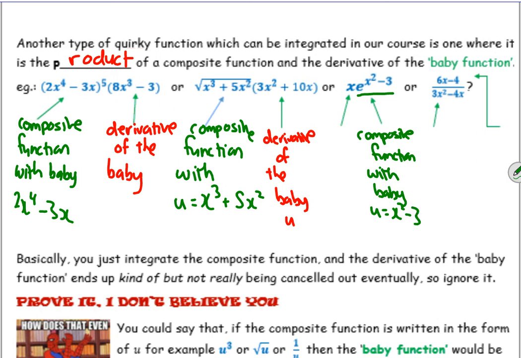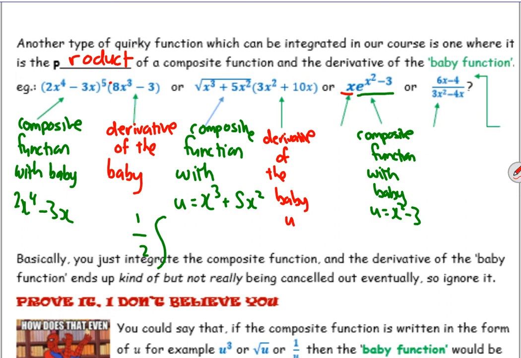Remember, with these ones, you can bang out a constant. But where's the arrow? I never put a baby arrow. I just point to the composite function. You have the derivative of the baby, and the derivative of the baby is what we're about to define here.